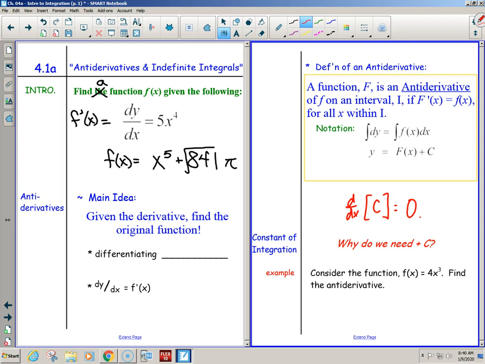So when I said find the function, well, this is not the antiderivative. If you put x to the 5th, it's an antiderivative. It's one of them. It's one possible one. But it could be plus any constant, so that's why we have this plus C thing going on over there.